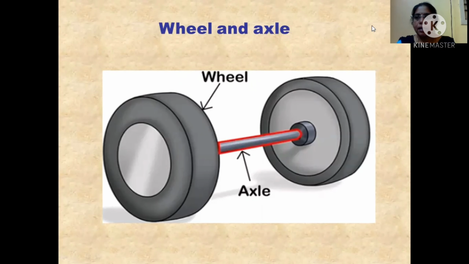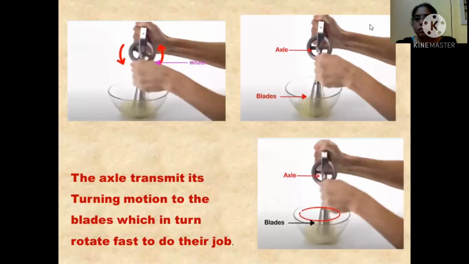Wheel and axle. The wheel on its axle is another example of a simple machine. An axle is the rod to which the wheels are connected. When you turn the handle of the egg whisker, the eggs whisk slowly. It moves the wheel at a greater speed. The axle transmits a turning motion to the blades, which in turn rotate fast to do the job.